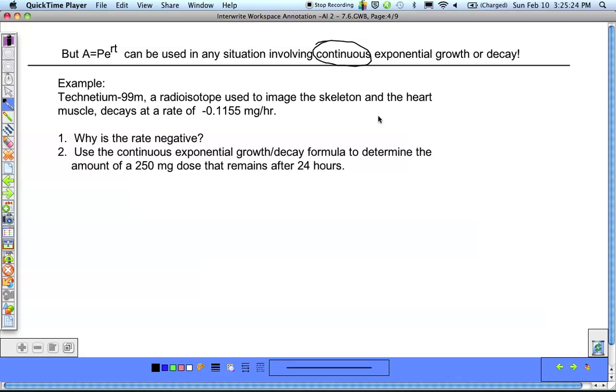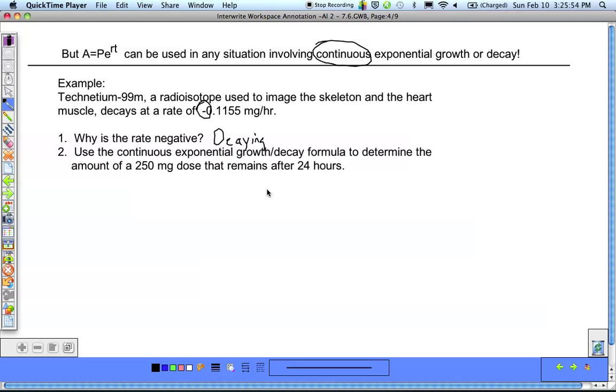In the case of the interest rate, that was continuous growth. Here we're going to take a look at one that's going to be continuous decay. Technetium-99m, a radioisotope used to image the skeleton and the heart muscle, decays at a rate of negative 0.1155. First question: why is this rate negative? Why are we going to see a negative number here? It's because we're decaying, so we're losing an amount, so the exponent is going to need to be negative.